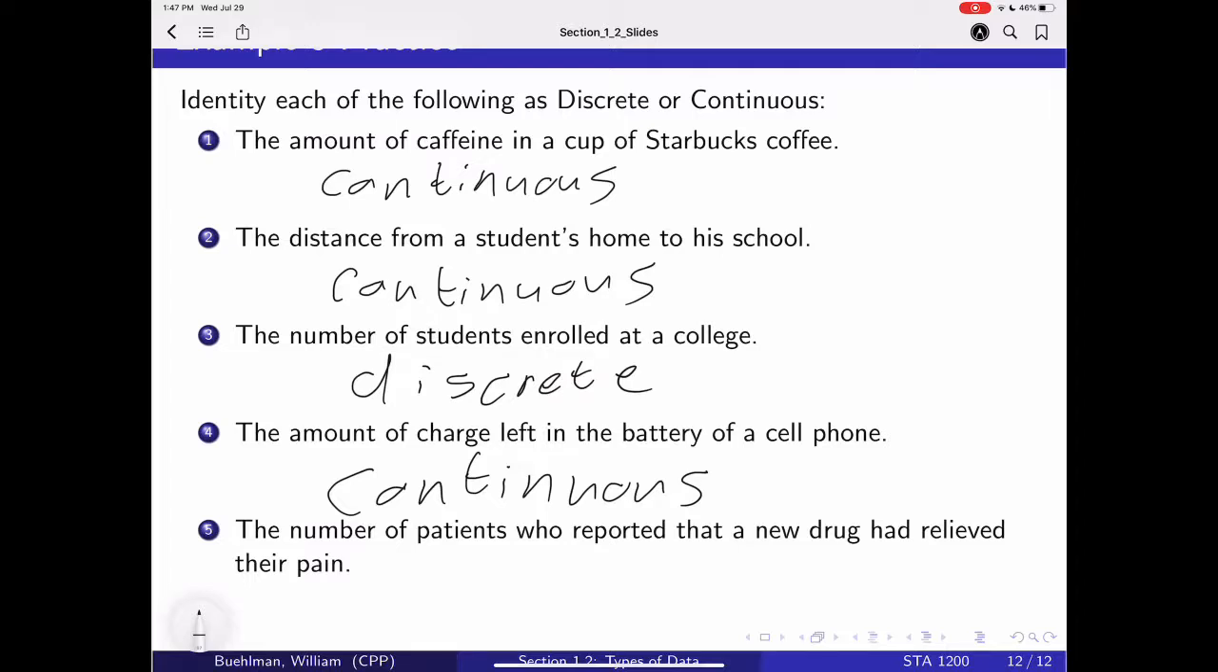Okay, the final one, the number of patients who reported a new drug relieved their pain. If patients are trying this new drug to help with their pain, either it helped or it didn't. Is it possible for somebody to be halfway? Oh, it helped, but it didn't. No. You're either going to have 15 people that it helped or 16 people that it helped. You can't have half a person that it halfway helped. Either it helped you or it didn't. Since it is that way, it is discrete.